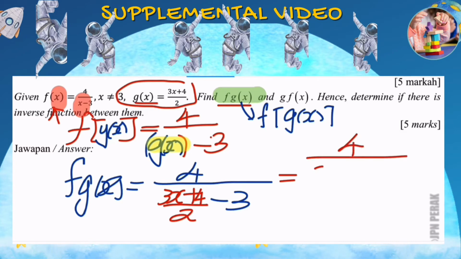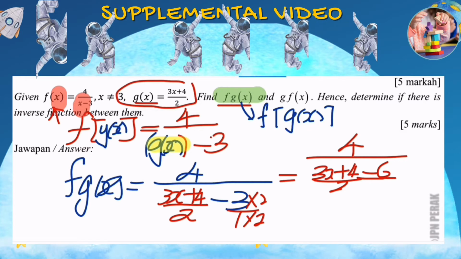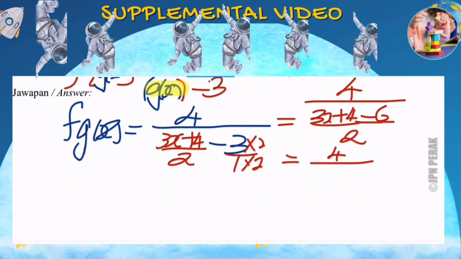Now, how to simplify this? We have the fraction down there, so we must make sure the denominators are the same. So we have to multiply the 2 by 2 over 2. Then once the denominators are the same, we can join them into one fraction. So we have 4 over 3x, 4 minus 6 is negative 2. So it becomes (3x minus 2) over 2.